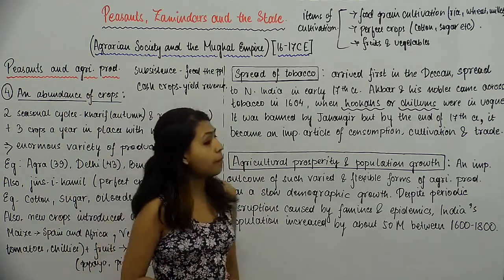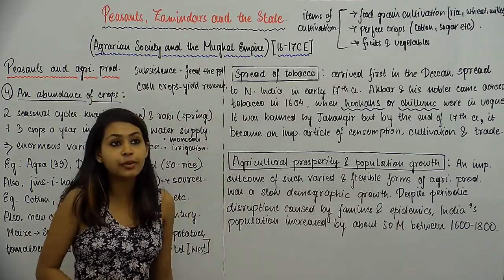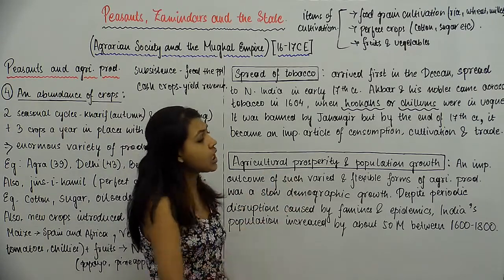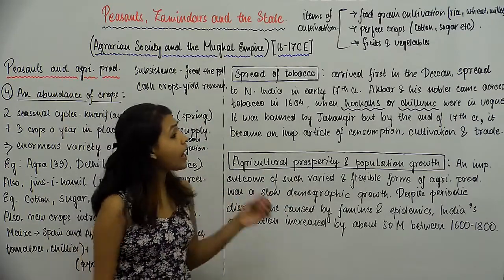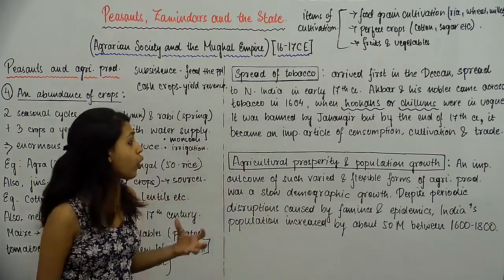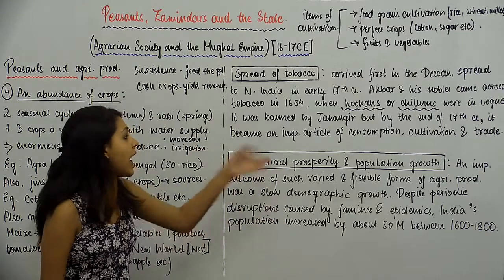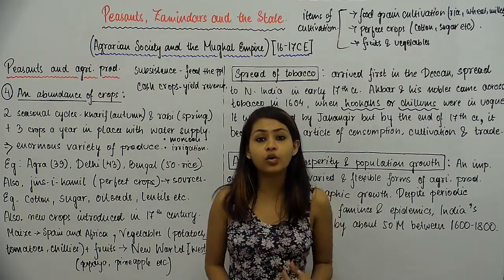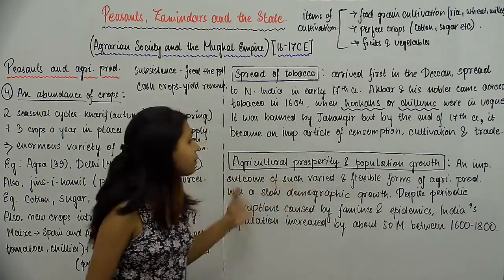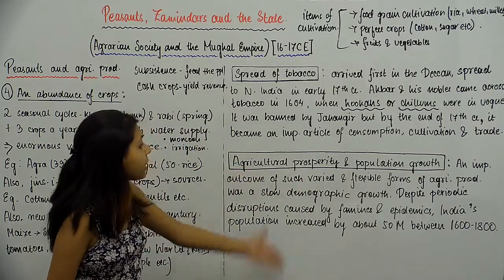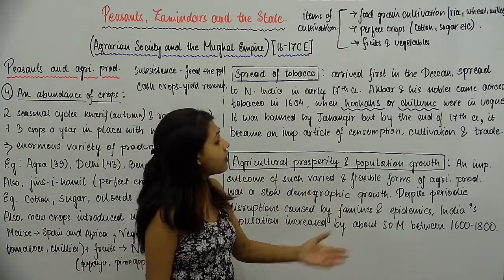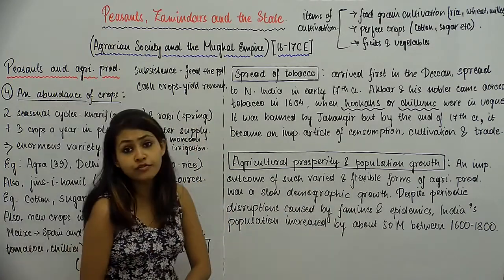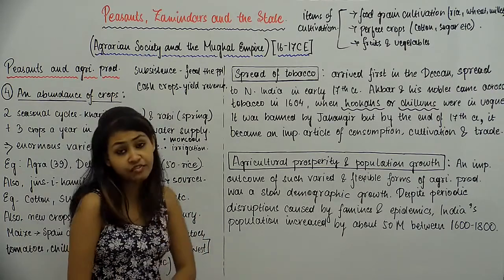But then the ban proved ineffective because people just didn't listen to him. It became an important article of consumption, cultivation and trade. So tobacco had become so prevalent and so important that even after the Mughal emperor banned it, people just didn't listen, and it had spread so far that the ban put by the king on the use or cultivation of tobacco proved very, very ineffective at that point of time.